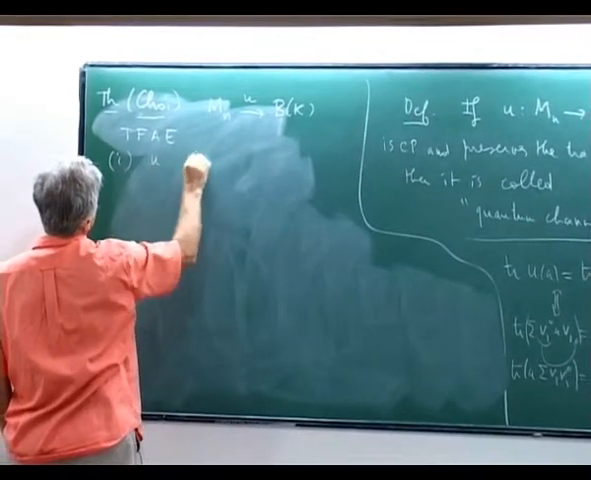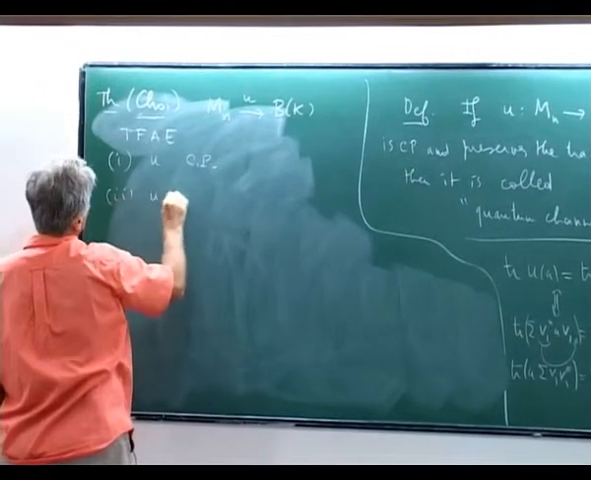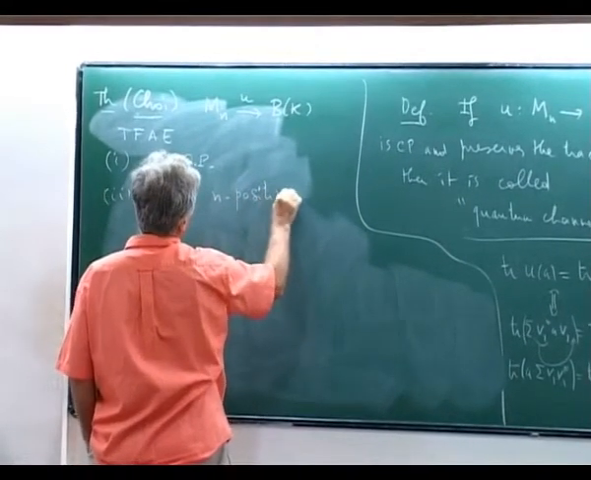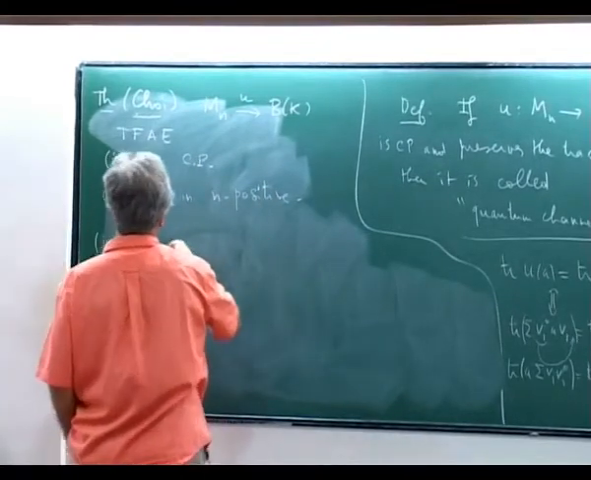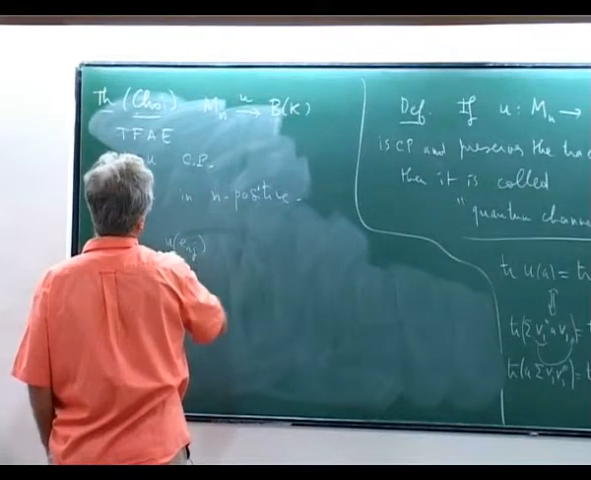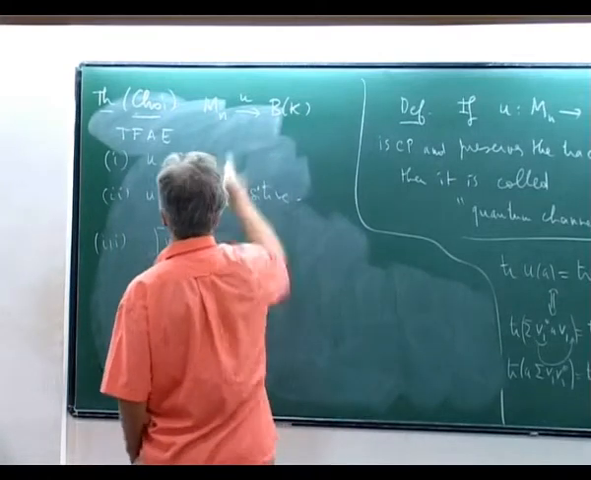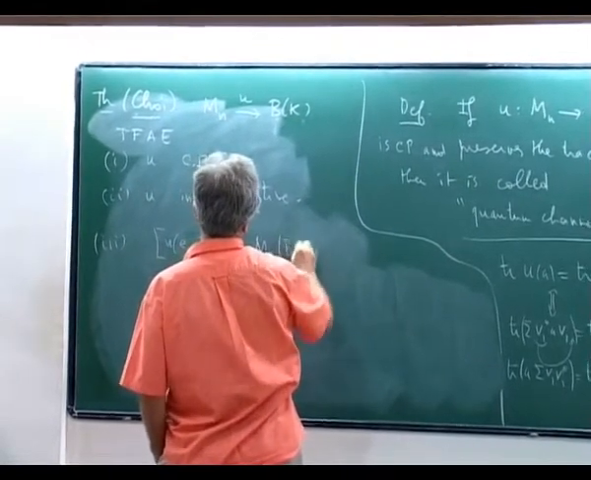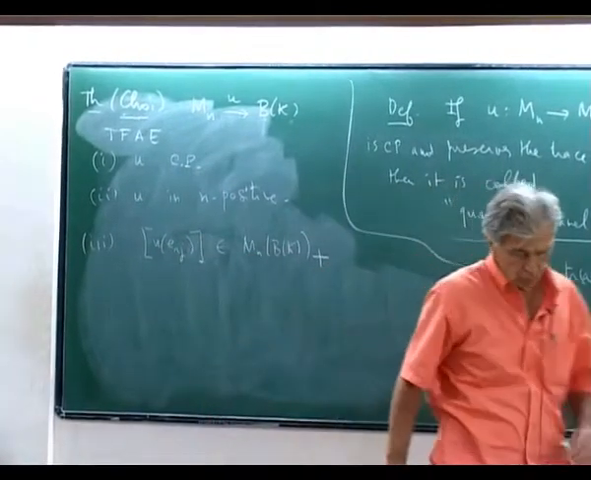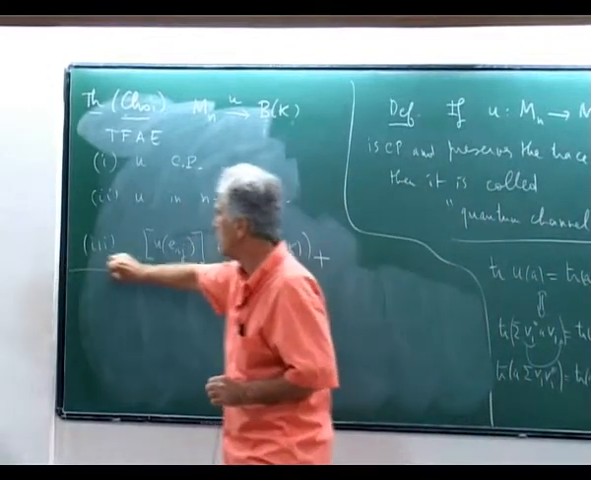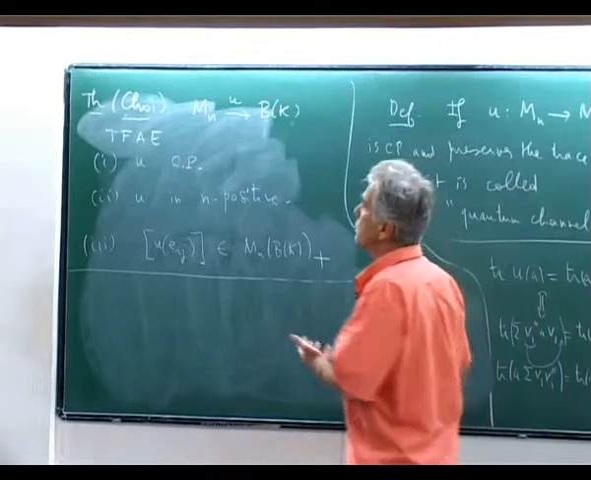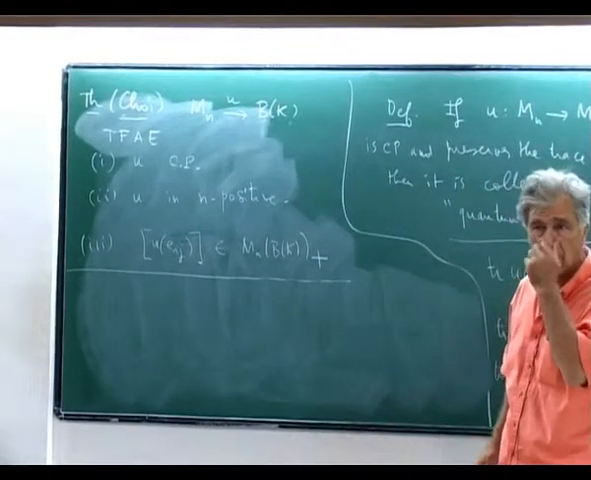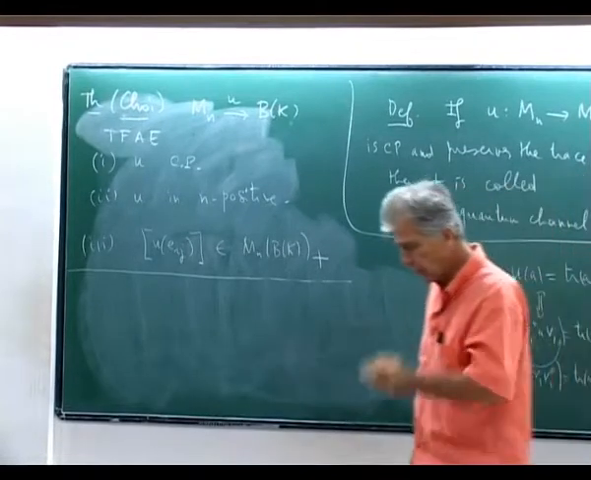It's the same to say that U is CP, to say that U is n-positive, and to say the following: that the matrix U(E_ij), whose entries are elements in B(k), where we form an n times n matrix in M_n(B(k)), is positive. The interest of this statement is that it reduces the fact that a linear mapping is completely positive to the fact that just one element is positive. So this is why this statement is popular, because it does this simplification.